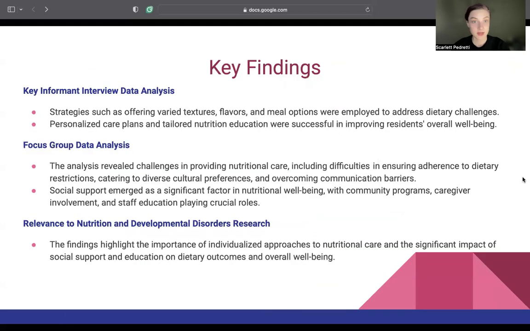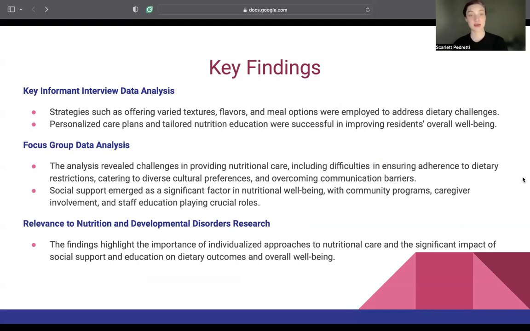So next here, I'm just going to discuss some of the key findings for my key informant interview and focus group. So from the key informant interview, strategies such as offering varied textures, flavors, and meal options were employed to address dietary challenges among residents, as well as personalized care plans and tailored nutrition educations were successful in improving residents' overall well-being.